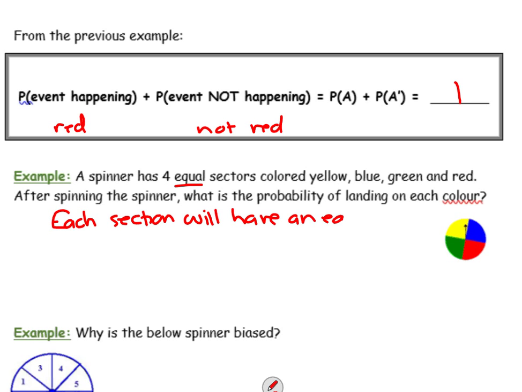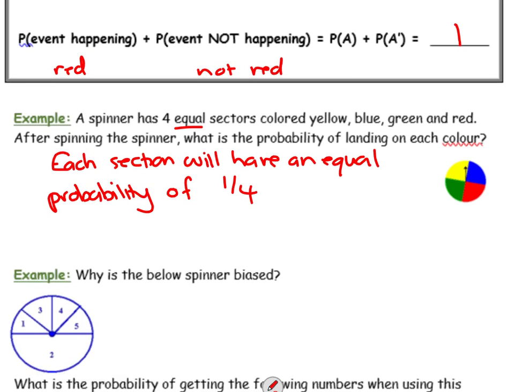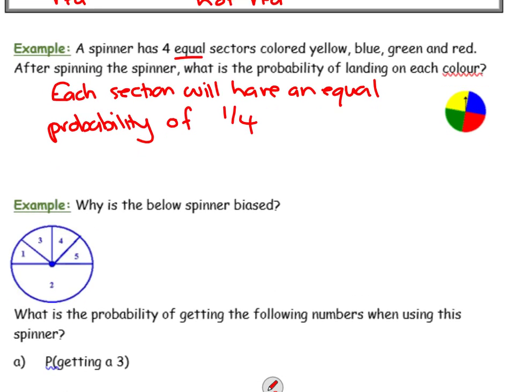and try to think what that probability would be. Each section would have an equal probability of, you probably guessed correctly, 1/4, because there's 4 equal sections, so a 1 in 4 chance of landing in each section. Let's look at the next example.